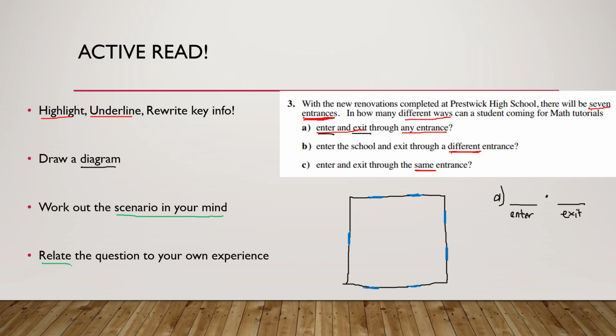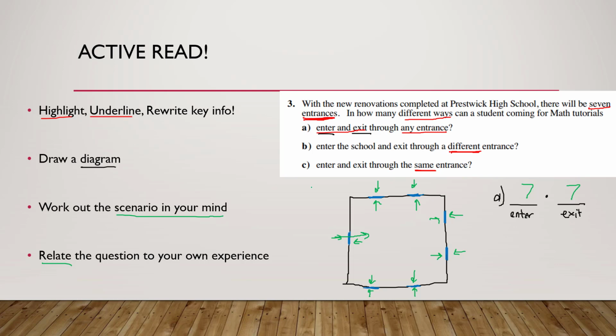Better yet, relate the question to your own experience. I think of, there's a small town schoolhouse where I used to live. That's what this building kind of looks like. If I picture 7 doors around it, it helps me sort out this problem in my own head. There are how many ways to get in? 7. Then I can enter and exit through any entrance. If I pick this entrance, then I can go back out through any entrance, so I'd still be able to use that one. And I'd have 7 choices for part A.